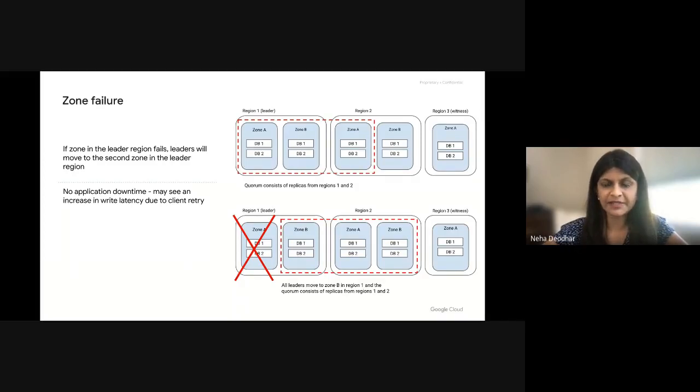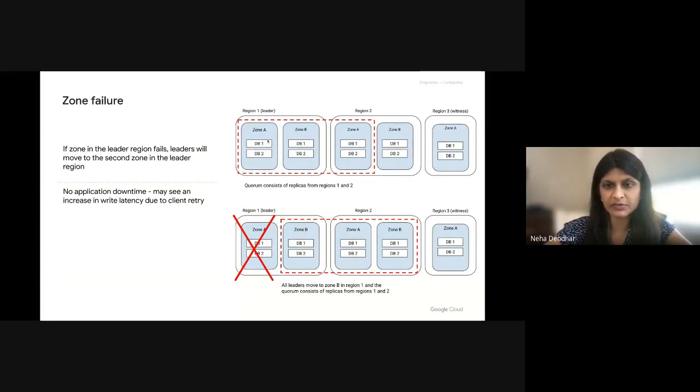Now let's look at what happens in case of a zone failure. This is a more interesting case if the zone failure is in the leader region. So let's go back to the example where your majority quorum consists of 2 zones from the leader region and 1 zone from the second read-write region. Now, when zone A fails, all the leaders that were in zone A will move to zone B. Note that Cloud Spanner will try to ensure that the leader continues to remain in the same region, as long as it's available. So we won't move to zone A in region 2.